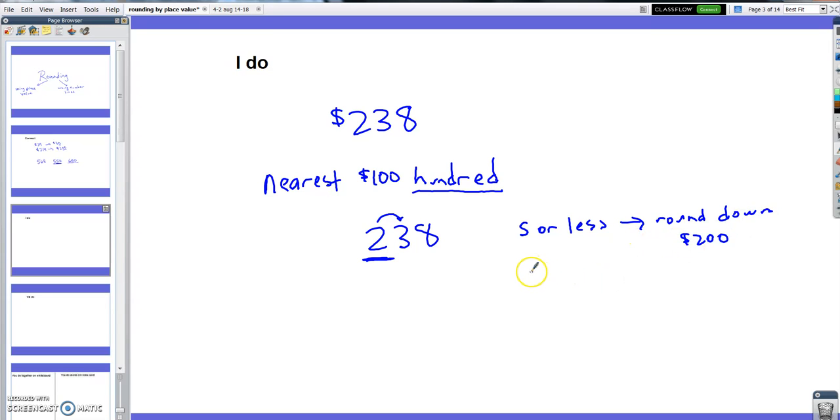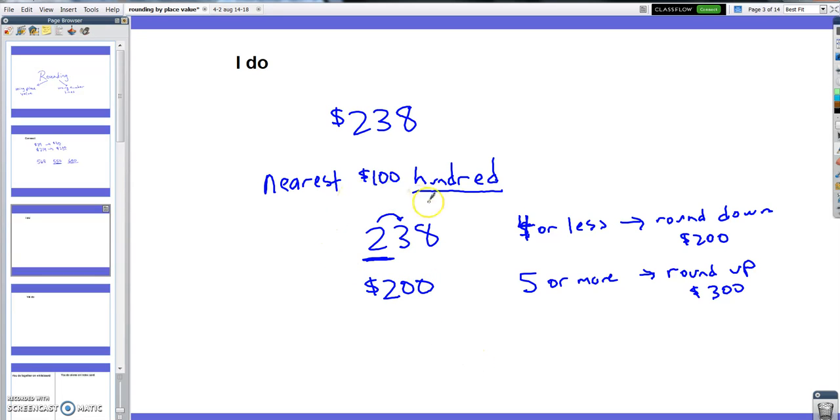And if that number is, if it's 4 or less, I'm so sorry, if it's 5 or more, I'm going to round it up to $300. So I'm rounding to the nearest 100. I find my hundreds. I have 200s. I'm going to look, and 4 or less means round down. So I'm going to round this number to $200.